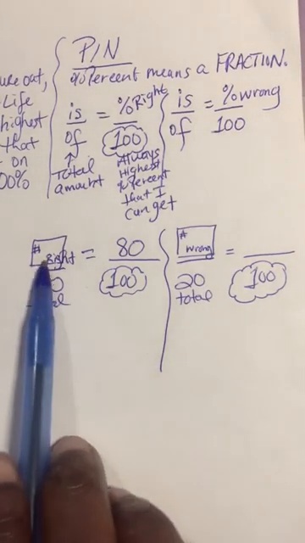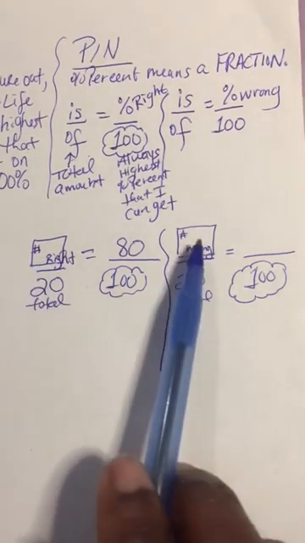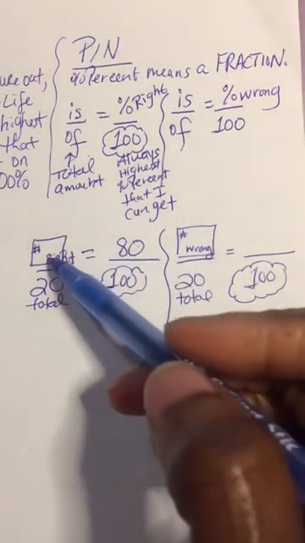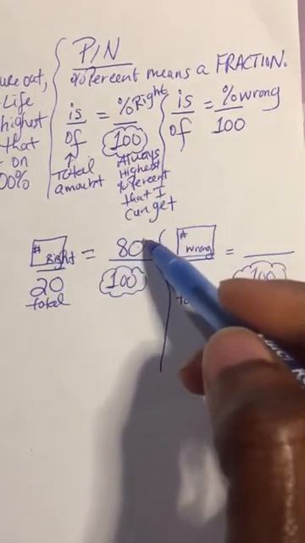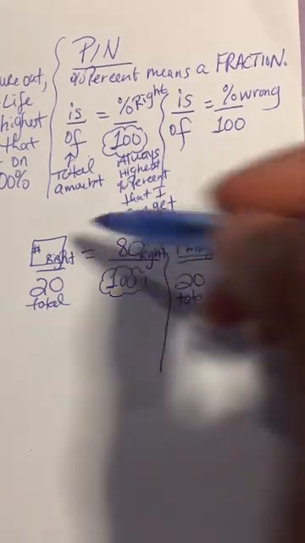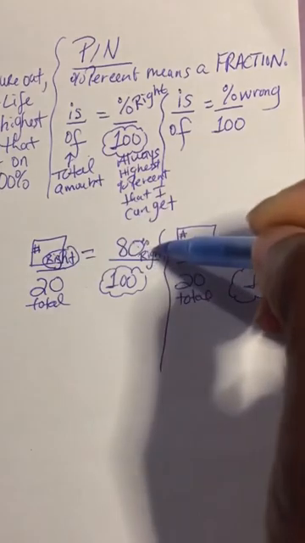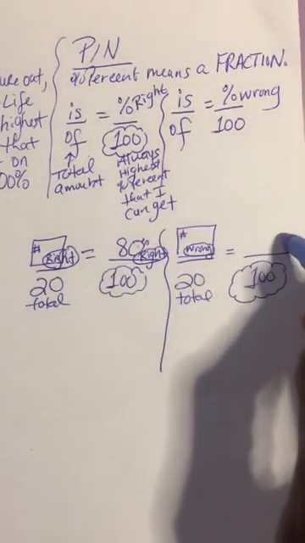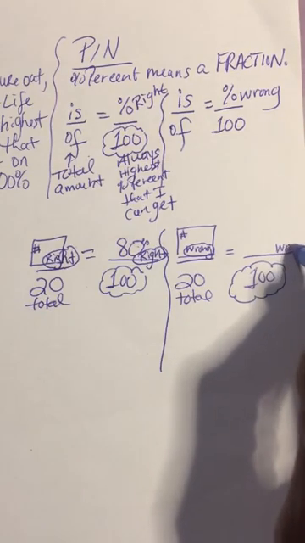Because of this 20, I'm going to get some questions right. Of this 20, I'm going to get some questions wrong. So 80%, I'm trying to find, so I got 80% right. So remember that these words always have to match. Right and right. This certain number wrong means that I have this percentage wrong.